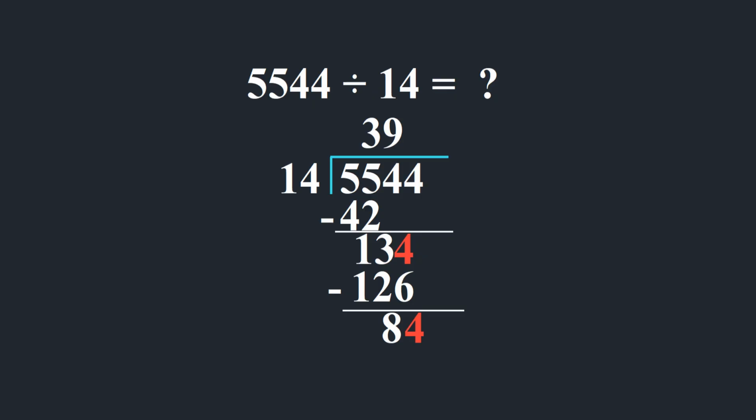How many 14 are in 84? The answer is 6. Now multiply 6 by 14, which gives us 84. Draw a line and subtract. The subtraction result is 0. The last result is 396. And this is our final answer for this problem.